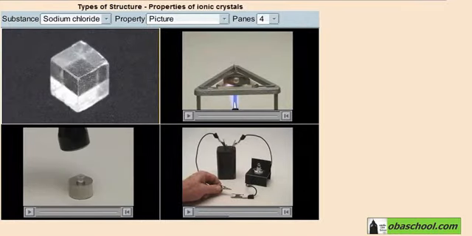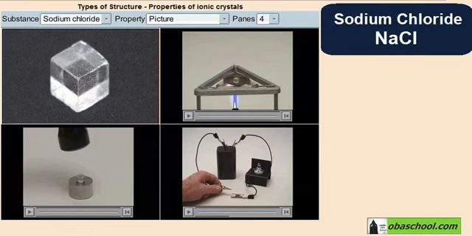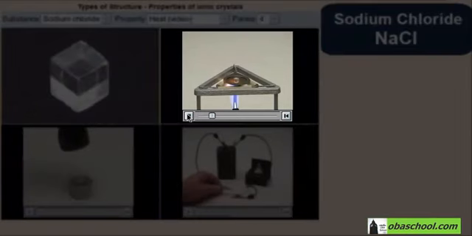In this simulation, we will summarize the properties of ionic crystals. In this case, we have sodium chloride, NaCl. We will heat a crystal of sodium chloride. So we are still heating.